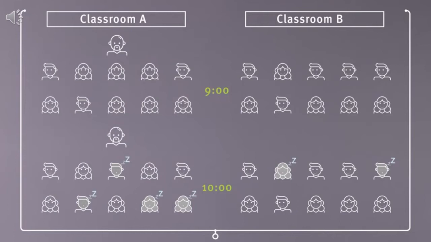We need to calculate the risk of the sleeping disease in both groups. In each classroom, there are 10 students. Nobody is asleep at the beginning at 9 a.m. In classroom A, 4 students are asleep at 10 a.m. So the risk of the disease, in other words, cumulative incidence of the disease, is 0.4 because it is 4 new cases out of 10. In classroom B, 2 students are asleep at 10. So the risk is 0.2 because it is 2 new cases out of 10.